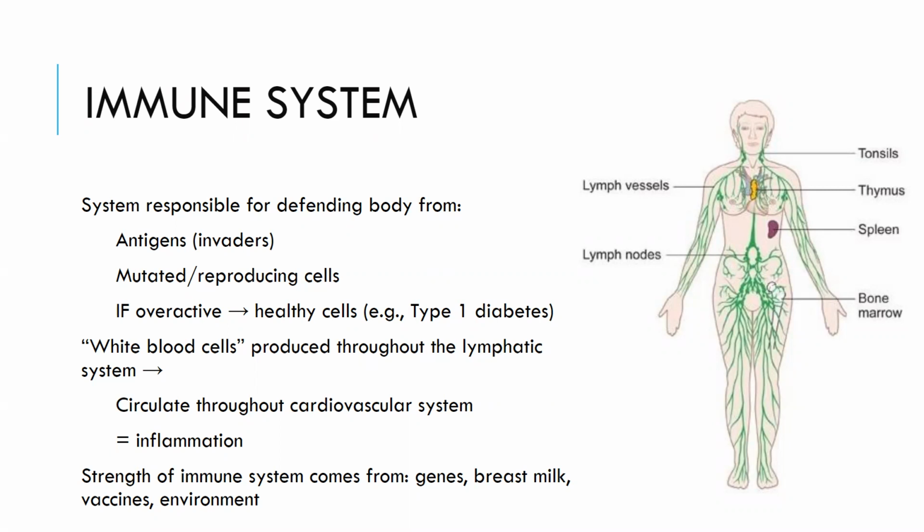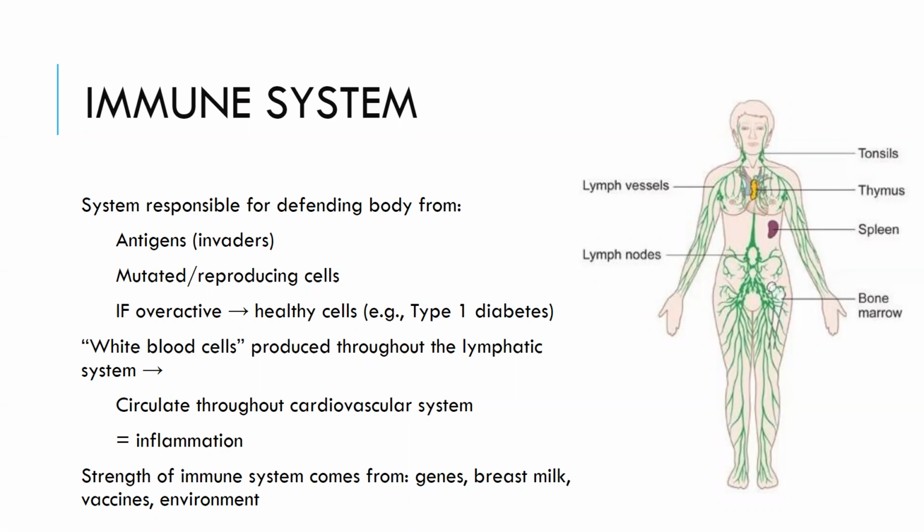And so white blood cells, which are the cells that are responsible for really kind of seeking out and destroying those antigens or those mutated, excessively reproducing cells, while they do their job via the circulatory system, they are produced and disposed of utilizing the lymphatic system. It's also the arrival of these white blood cells that contribute to inflammation.